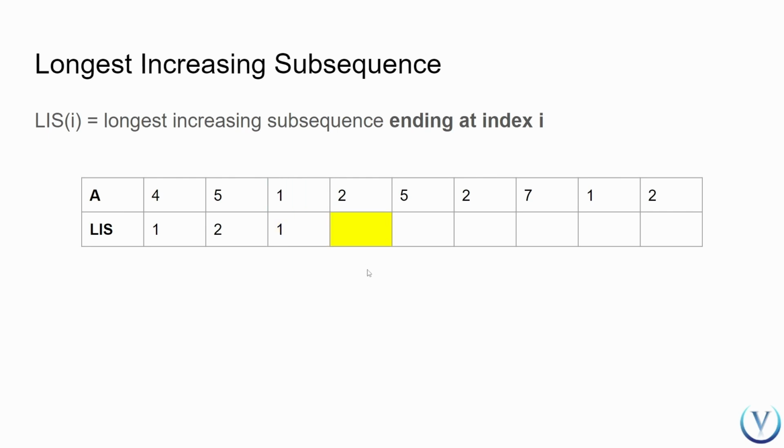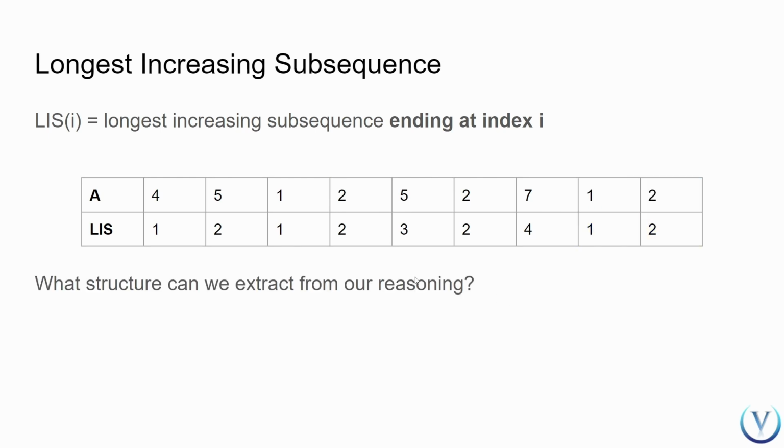The longest increasing subsequence ending at this index will be 2, and this will be 3, and this will be 2, because we go from 1 to 2, and at this it will be 4, because we go 1, 2, 5, 7. At this index it is 1, and lastly at this index it is 2. Now what structure can we extract from the following example?